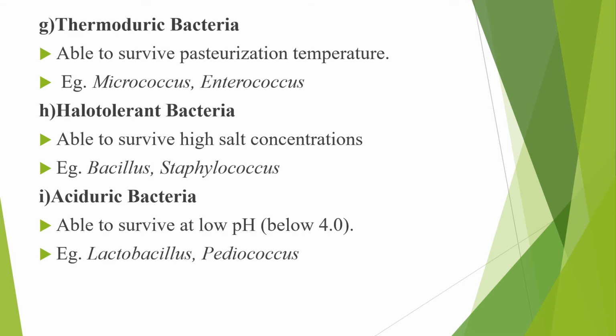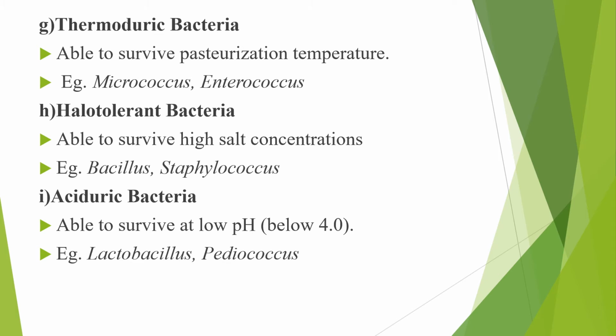Next group is the thermoduric bacteria, and these are the group of bacteria that are able to survive pasteurization temperature. We know that pasteurization is the technique used for the preservation of milk and milk related products. And these thermoduric bacteria are the ones that will lead to the contamination or spoilage of milk and milk products, because they have the ability to survive the pasteurization temperature. Examples are Micrococcus and Enterococcus.